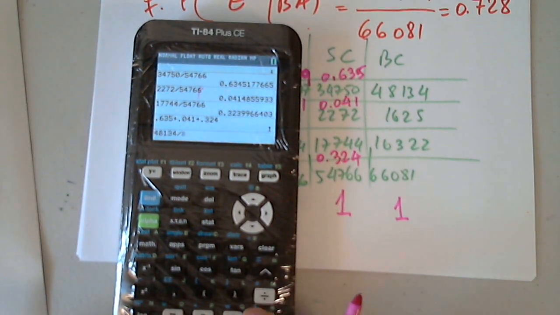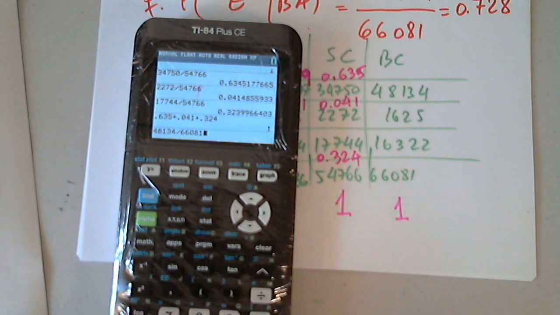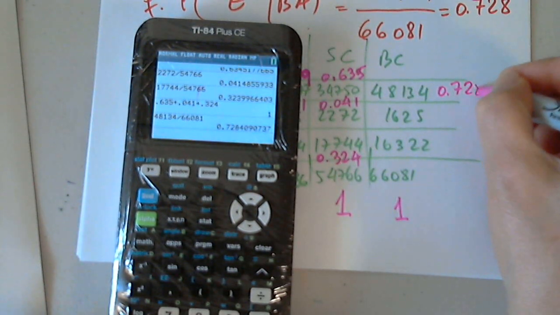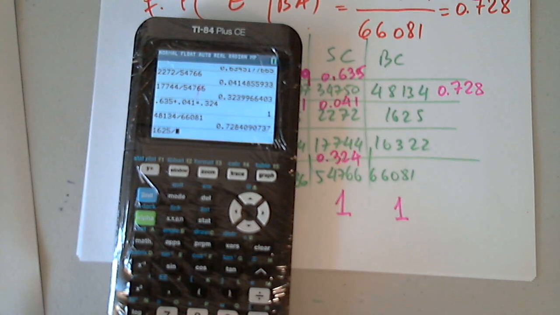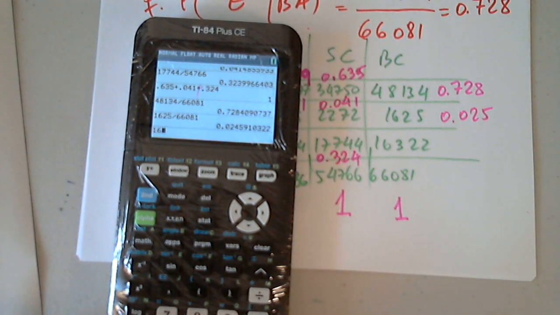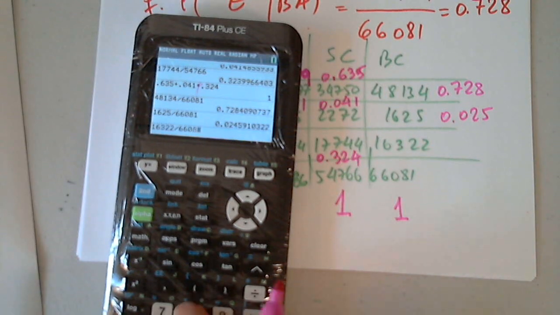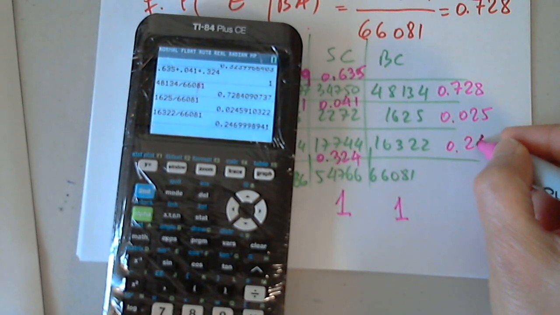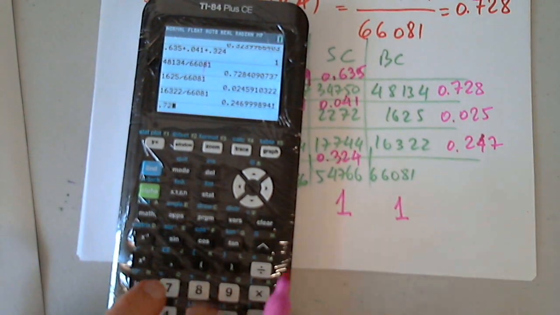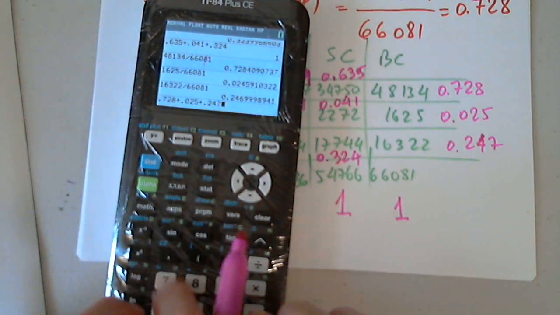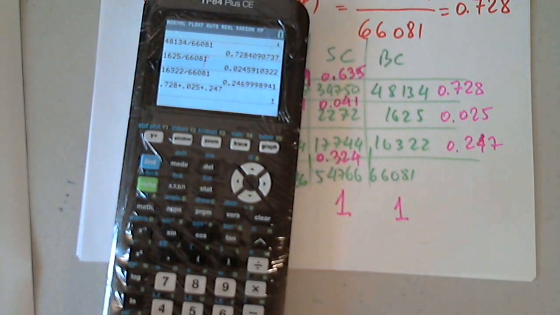Last one. 48,134 divided by 66,081. It appears that this is 0.728. 1,625 divided by 66,081. Okay, this appears to be 0.025. We'll see in a moment. 16,322 finally divided by 66,081. And 0.247. Yes, 0.728 plus 0.025 plus 0.247. If it's not 1, it is 1, so it's okay.